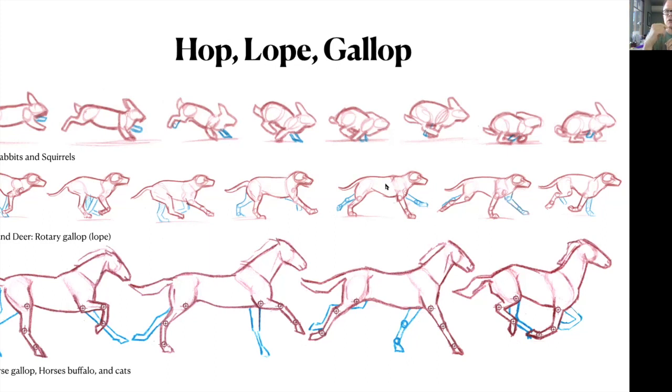The difference between the rotary gallop and the transverse gallop is going to be the order of the footfalls. Transverse means cross, right? So in the rotary gallop, the footfalls are going to be going in a circle. Let's actually look at this again.